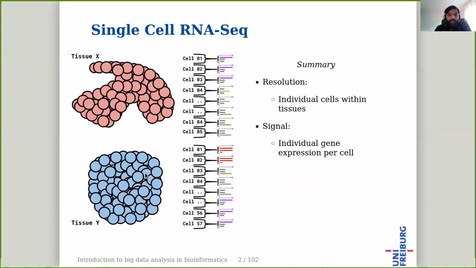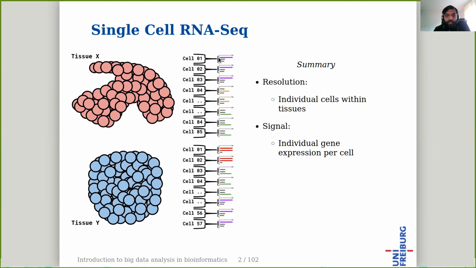Coming to single cell RNA sequencing, the resolution that we are looking at is actually at individual cells within these tissues. So if you sequence one tissue, even this tissue X here, you see that there are many different cells in this tissue, because this tissue is made up of many cells, and then we see a different expression profile per individual cell.